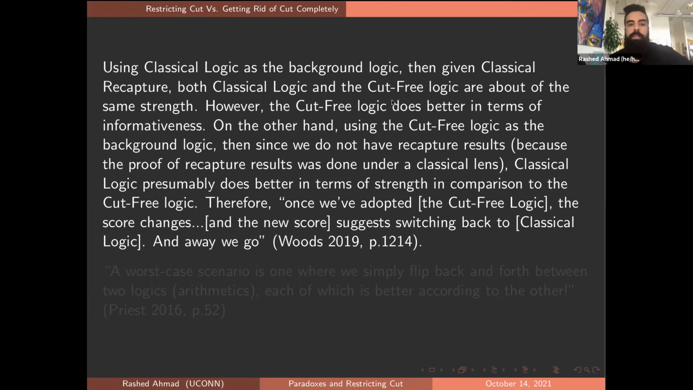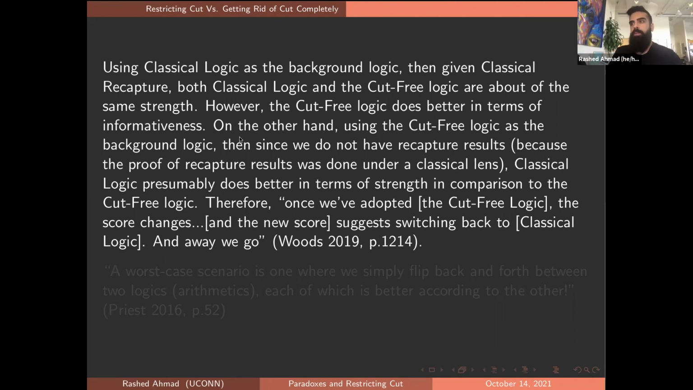So for example, using classical logic as the background logic, given classical recapture, both classical logic and the cut-free non-transitive logic are about the same strength, because the classical recapture shows that we can do everything that we want to do classically in non-problematic domains. But presumably, the cut-free logic does better in terms of informativeness. So here, because the cut-free logic has an advantage, we move to the new logic, right? We move to cut-free logic.